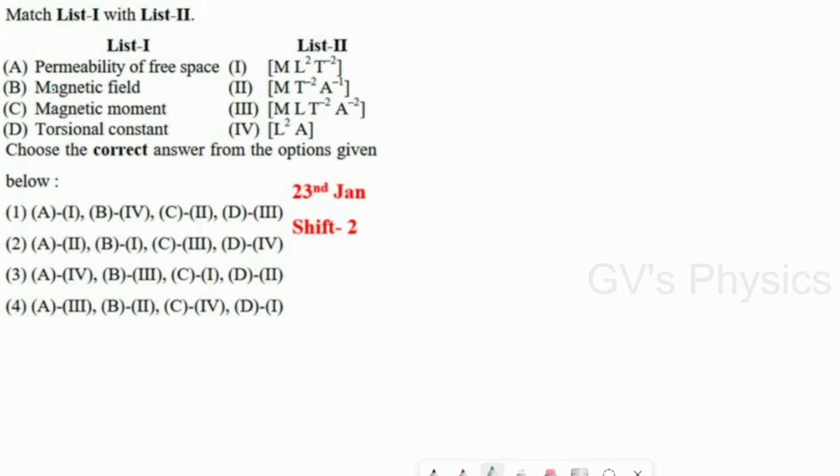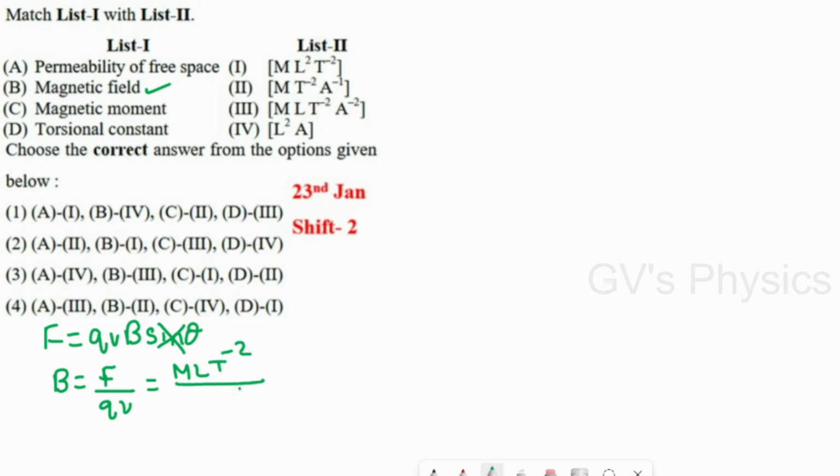Next question, we have to find the dimension formula for the following quantities. First we'll start with the easy one, magnetic field. To find the dimension formula of the magnetic field, I'm going to take the Lorentz force. Lorentz force F is equal to QVB sine theta. We can neglect the sine theta because it's a trigonometric function. So magnetic field is equal to F by QV. Now we'll substitute the dimension formula for force, M L T power minus 2. For charge, it's ampere into time, which we have seen in the previous problem. In the place of velocity, we can substitute L T power minus 1.